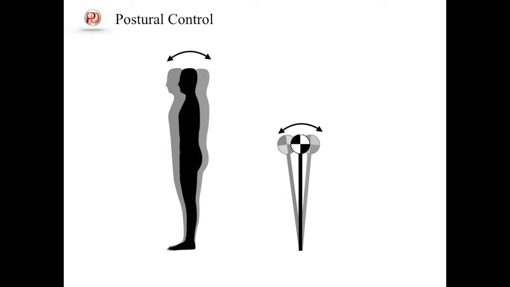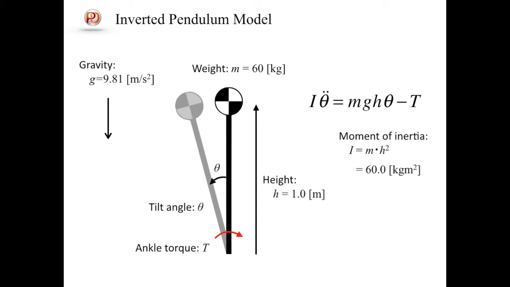We were considering the control mechanism of the human quiet standing posture by modeling the human body with an inverted pendulum. Important variables and parameters in the model are shown here. The tilt angle is theta, height to the center of mass is 1 meter, and weight is 60 kilograms. The gravity is 9.81 meter per second square, and T is the ankle torque.